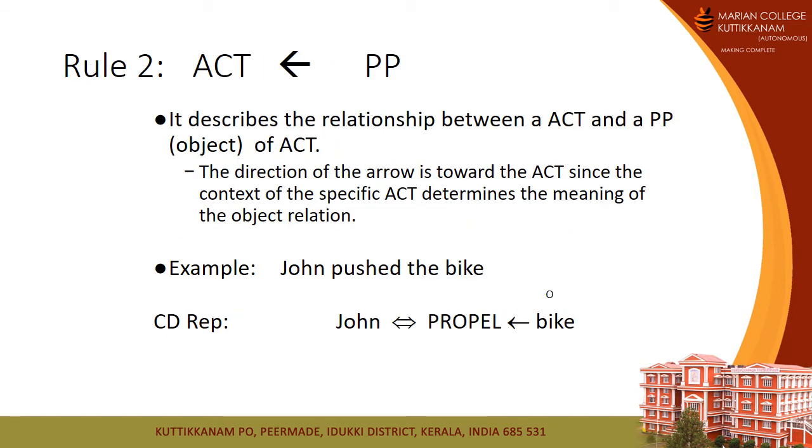The second rule is ACT implies PP. It describes the relationship between an act and a PP, or object of the act. The direction of the arrow is towards the act since the context of the specific act determines the meaning of the object. For example, John pushed the bike. So John pushed the bike. Bike is the object there. Push, PROPEL. PROPEL means application of force. That's the primitive action used here.